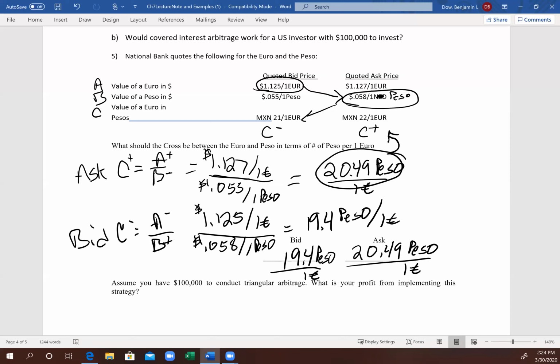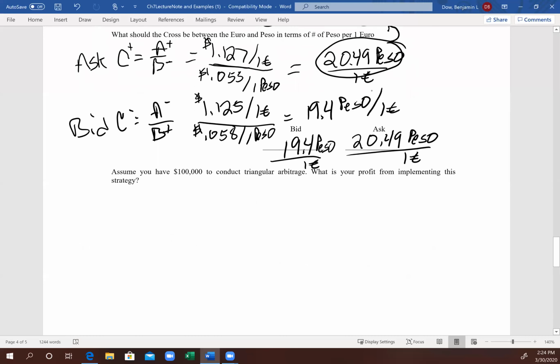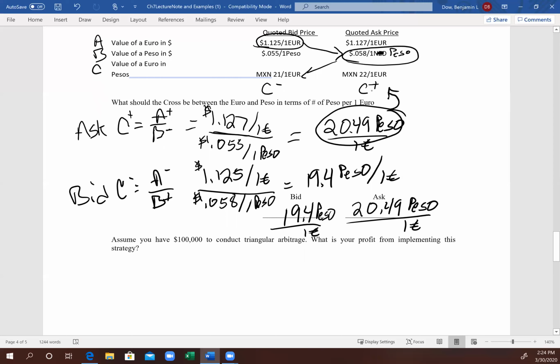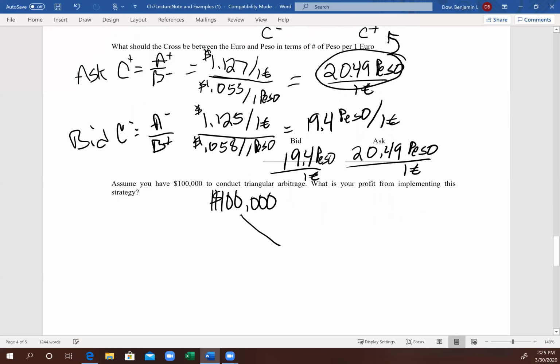Okay. So now we found what the bid and ask rate should be. Both of these are below what Bank C is offering. So again, what that means is we don't want to buy euros with pesos we have because it's too expensive at Bank C. But we want to do what? Sell euros for pesos at Bank C because Bank C is giving us 21 pesos when they should be giving us 19.4. So now we're going to have to go back through our triangular arbitrage. Means we already know the end result.